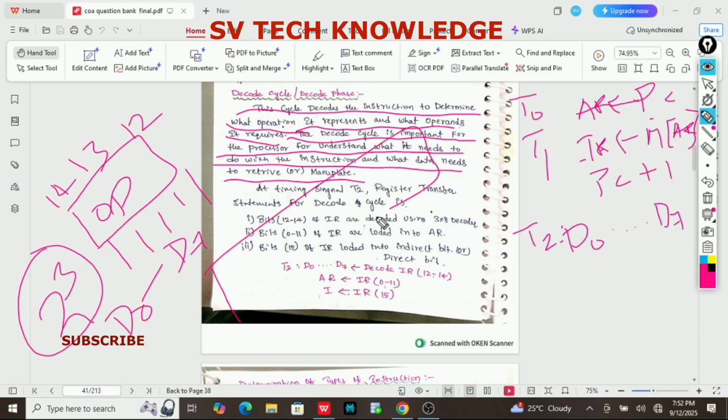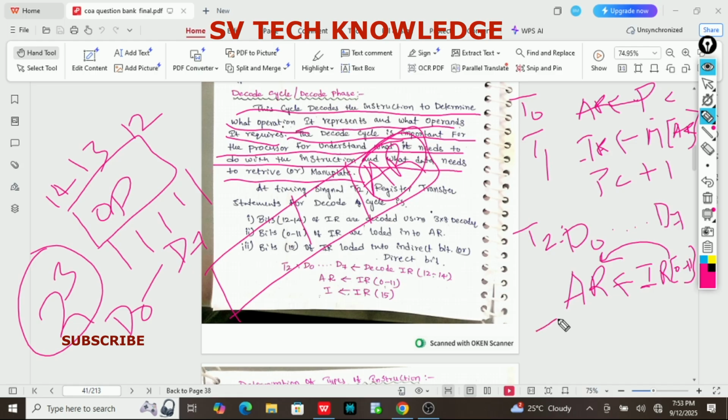As I said, the instruction register is divided into 3 parts. The first part is the address field, which will be transferred to the address register (AR). Whatever the instruction register's bits 0 to 11, totally 12 bits, are transferred to the address register of the particular processor.